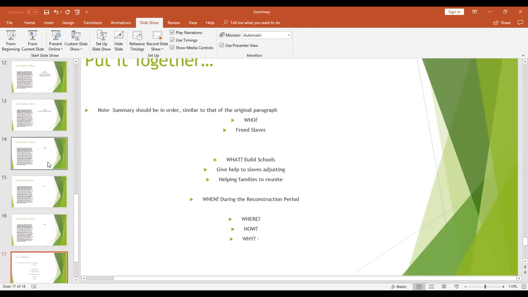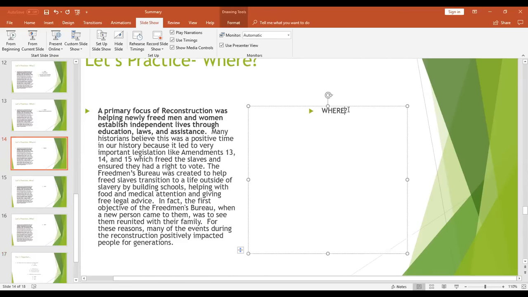Now the next one is where. Where is this occurring? Where are the events that are taking place? This one might not be so obvious because it doesn't really list a state or an actual location. So you have to guess based off what you know about history, about the Reconstruction period, about slavery, about the amendments, and programs for slaves. You have to use your best guess for this one.